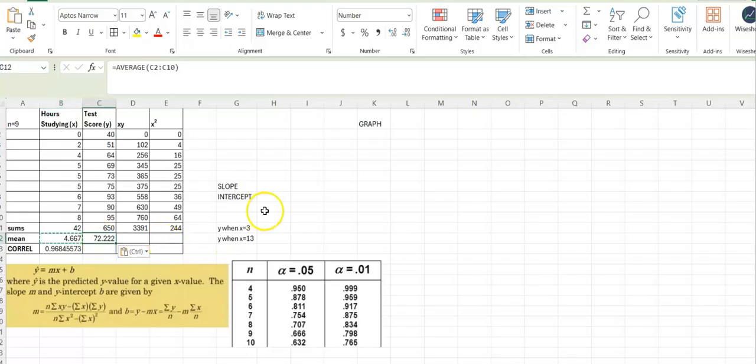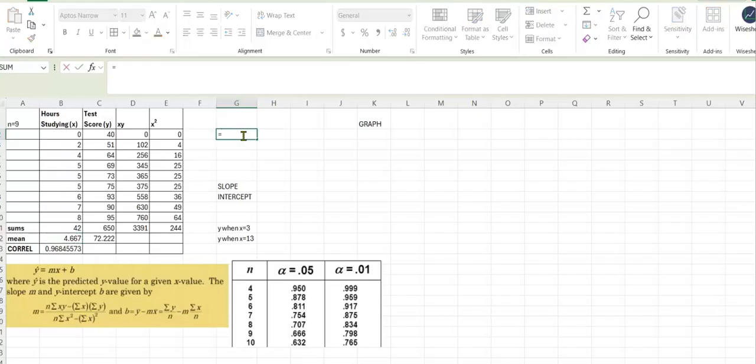And now we have all the intermediate values that we need to solve this manually. First I'm going to solve for the numerator, and then I'm going to solve for the denominator, and then we'll put it together. Using Excel again, I'm just going to start with an equal sign, and n is 9. So I'm going to type in 9, and now I'm going to multiply that by the sum of xy, which is right here. So I can put the multiplication symbol, and I can just point to the sum of xy.